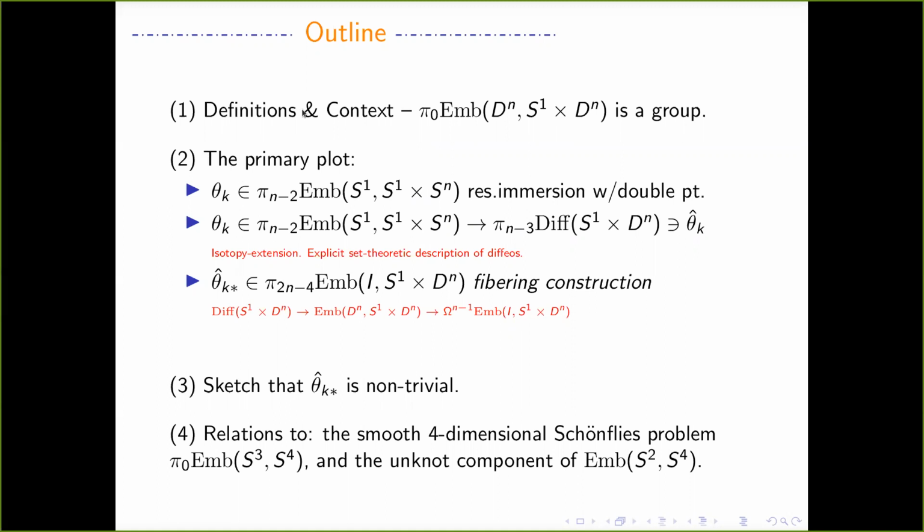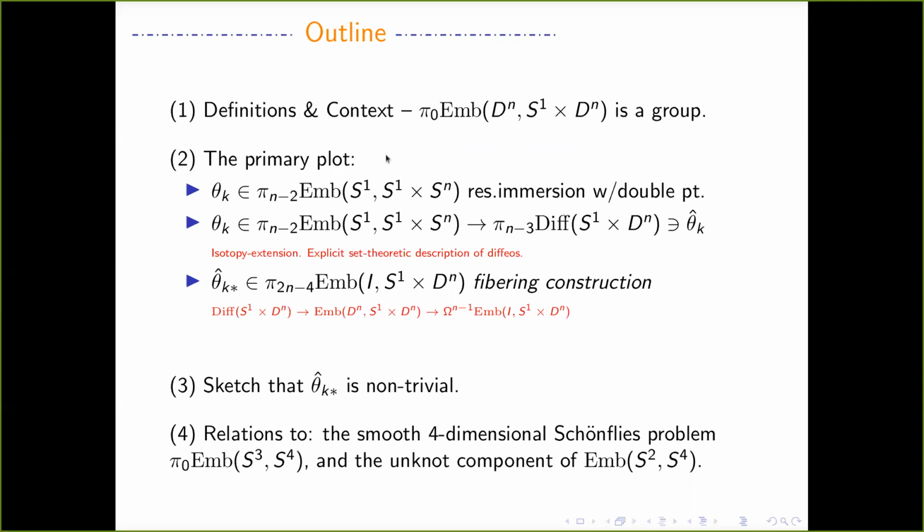So the outline of the talk: I'll start off talking about embeddings of an n-dimensional disk into a circle cross a disk, and pi zero path components. There's an argument that that's a group always, so I'll start off with why that's a group. It gives some of the flavor of some of the tools we'll use.